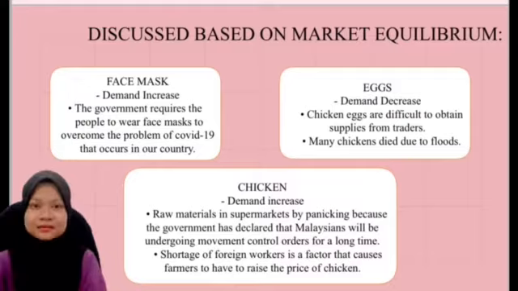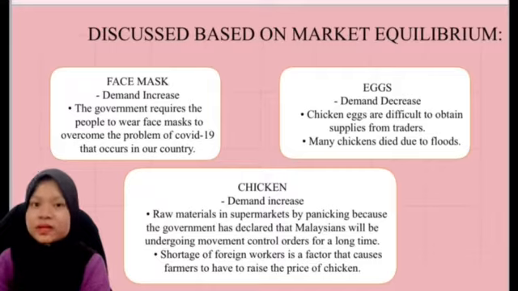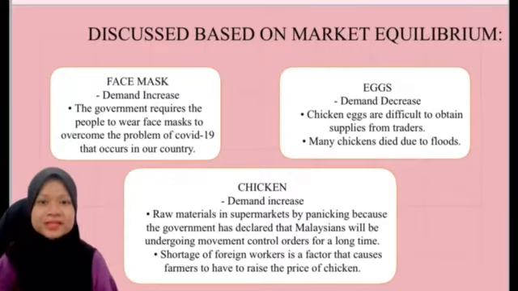Discussed based on the market equilibrium for the face mask, demand increase. Based on the graph above, we have seen a recent increase in the demand for the face mask from D0 to D1, which leads to a rise in the price from P1 to P2. The quantity demanded and supplied should also increase from Q0 to Q1. But in reality, there is a shortage in quantity, preventing producers from supplying at the equilibrium price. The demand for the face mask increased because the government requires people to wear the face mask to overcome the problem of COVID-19 that occurs in our country.